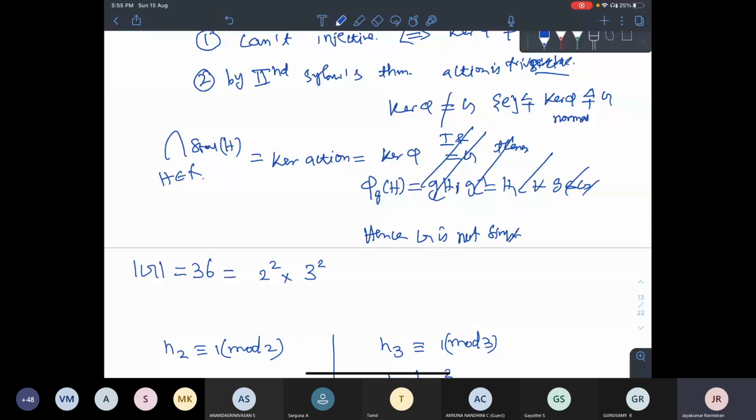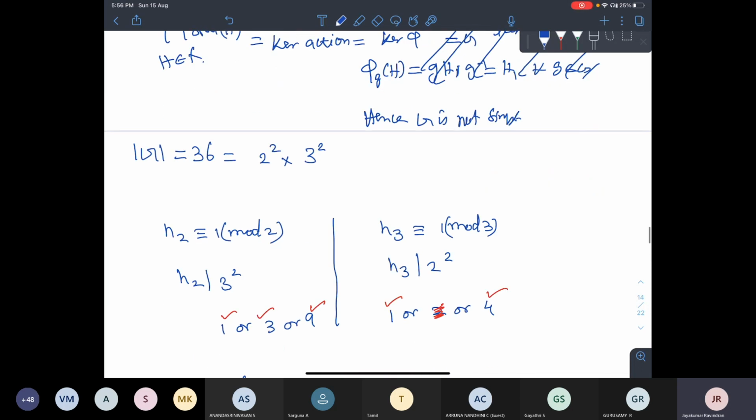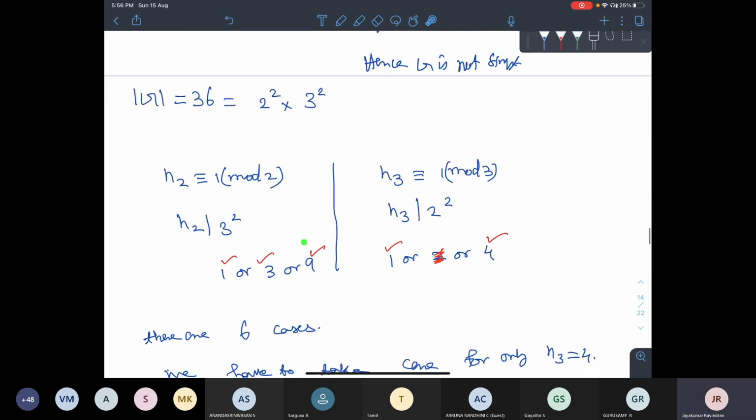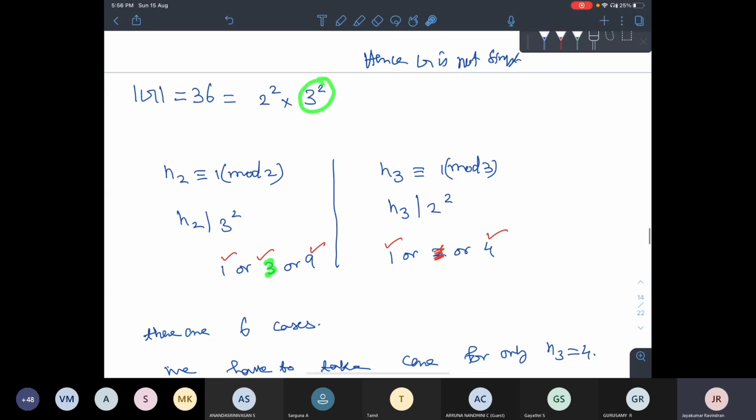Okay, fine. Now, what I wanted to say again, I want to consider the group of order 36. The same trick will work for 36. For 36, 2 square, 3 square, you can do this calculation, I hope. So I will go first with N2 congruent to 1 mod 2. N2 divides the remaining part, so we have 3 possibilities: 1, 3, 9, and all of them are satisfied by this equation.